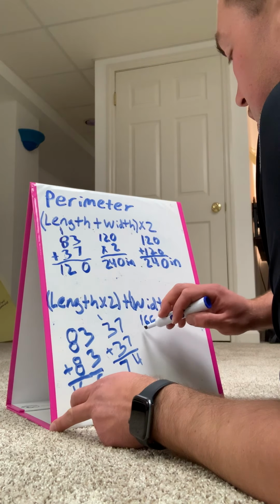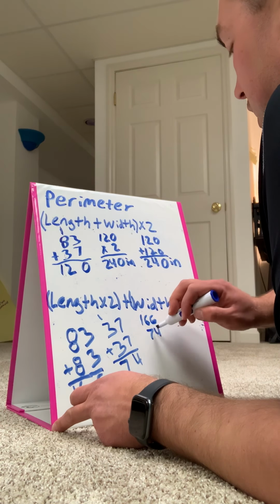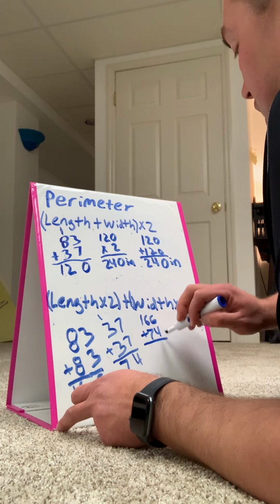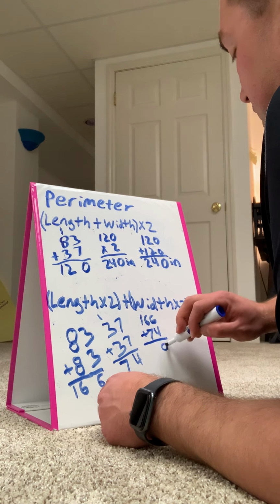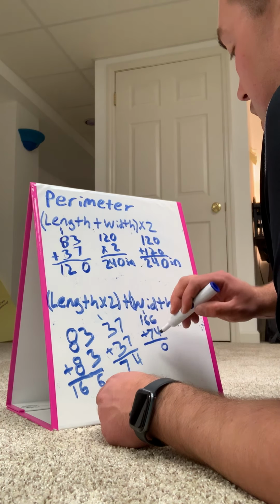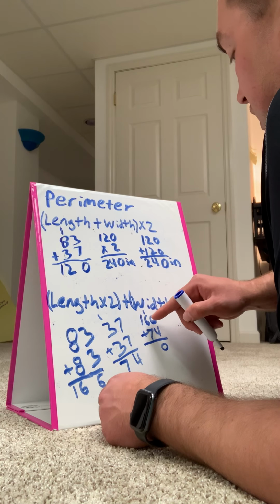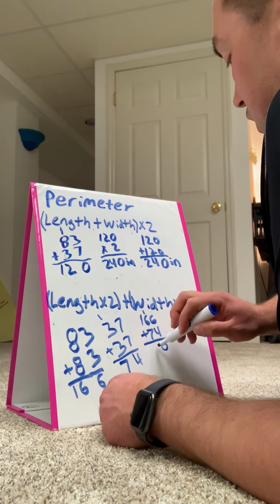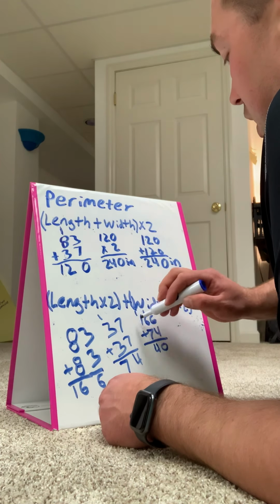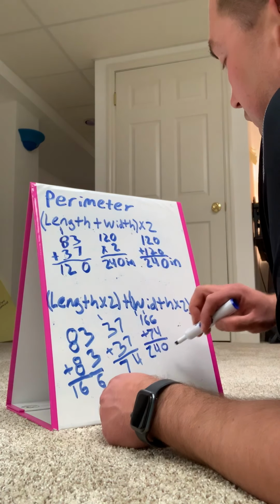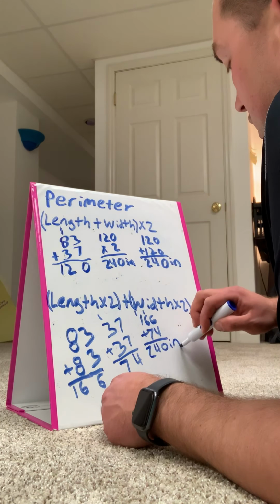And again, all I would just need to do then is add up the 166 and 74. We already know what the answer is, but this is a good way to check. 6 plus 4, that's going to get us 10. Carry my 1 here. 1 plus 6 is 7, plus another 7 is 14. So I have to carry my 1, and I get 240 inches once again.